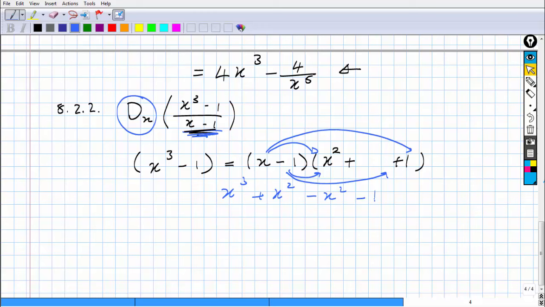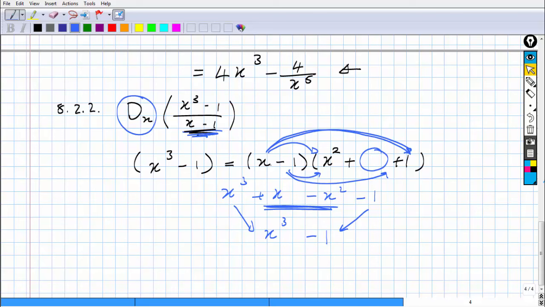Sorry, not x squared, x. That one times that one, this one times that one is x, not x squared. My apologies. So we get this thing, and we see we've got our x cubed and we've got our minus 1, but we've got these nasty terms in the middle. How do we get rid of those terms? We say to ourselves, what do we have to multiply in here? Something's missing that gets rid of those terms.